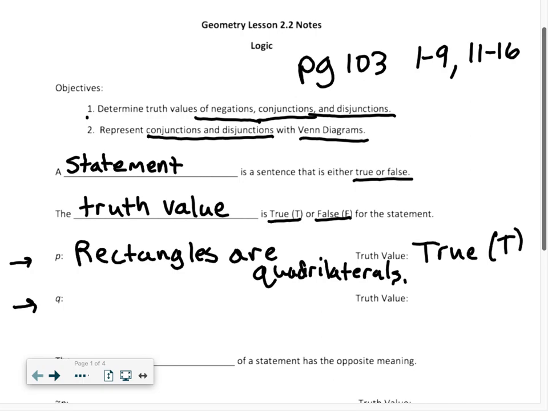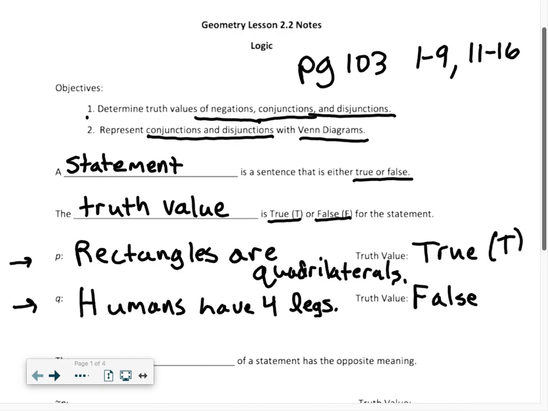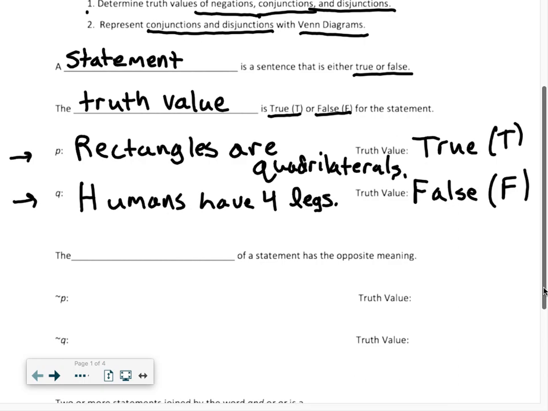Alright, let's practice again. So statement Q. Let's say humans have 4 legs. There's a statement. Okay. What's the truth value of this statement? Do humans have 4 legs? No, they do not. So the truth value of that statement is false. Okay? So we're getting the idea here. Again, a statement is either true or false, and then we can assign either T or F to it based off, well, is it true or false?